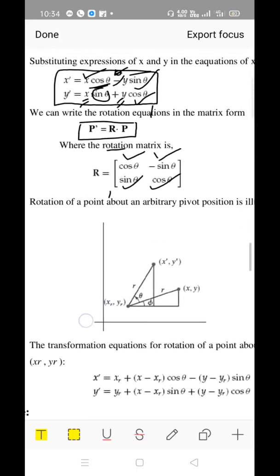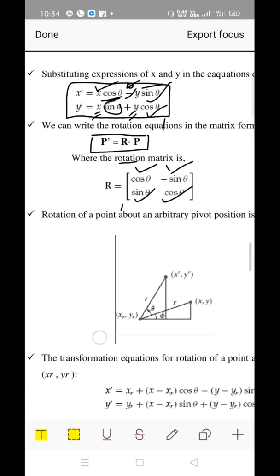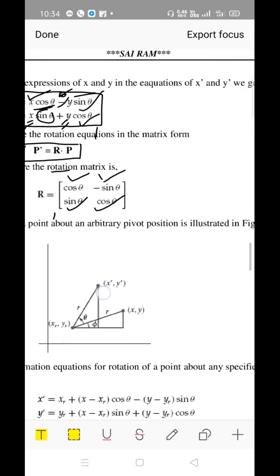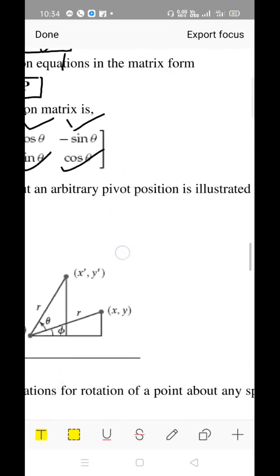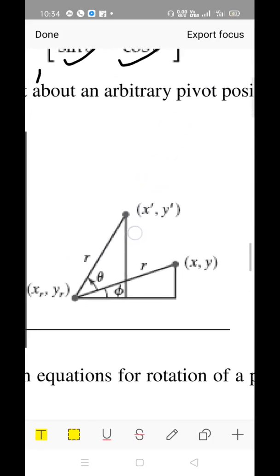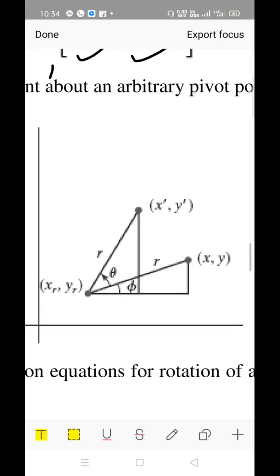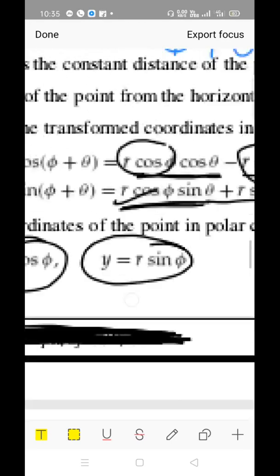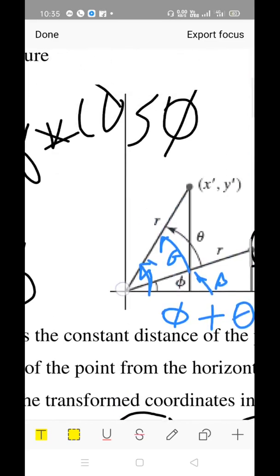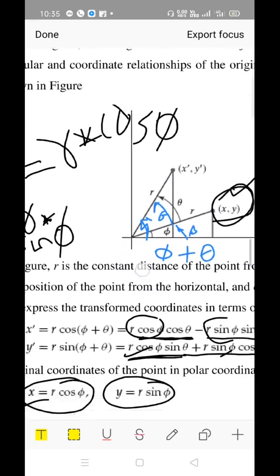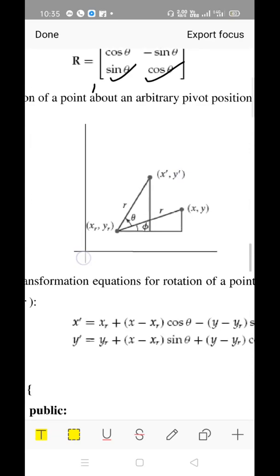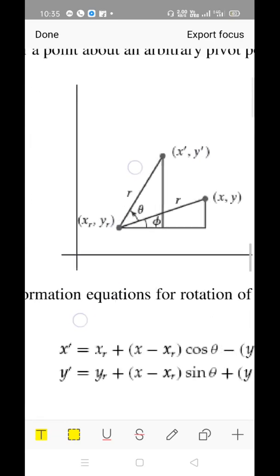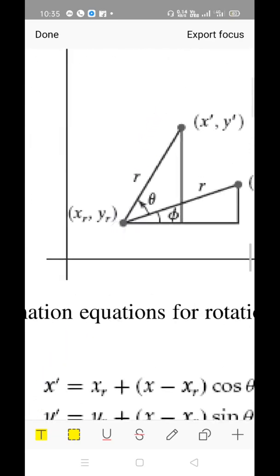Okay. So now the rotation of a point about an arbitrary pivot position is illustrated in the same diagram over here. That pivot point is marked as xr comma yr. Rest of the things are the same. Earlier it was on the origin, so we considered the origin. Refer to the diagram and see the difference. Now we have considered a pivot point, say xr, yr. This xr, yr will act like an origin.